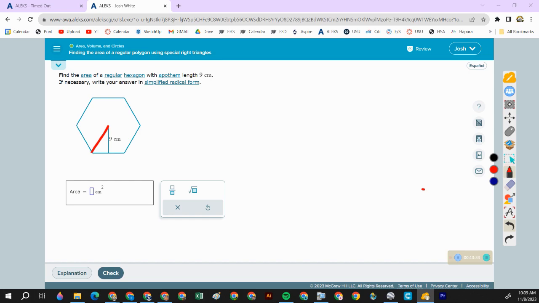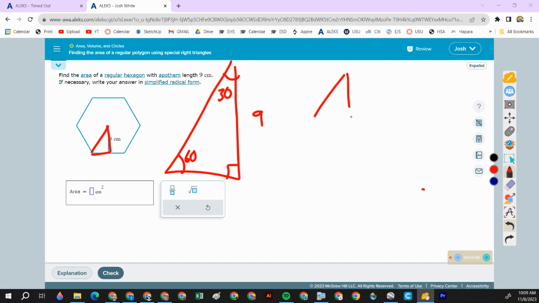But if I draw this shape, now I have my 60, 30, 90, and I know that this side is a 9. And if I draw my special right triangle, the short side is a 1, the long side is a 2, and nope. The short side is a 1, the hypotenuse is a 2, and the middle side is root 3.